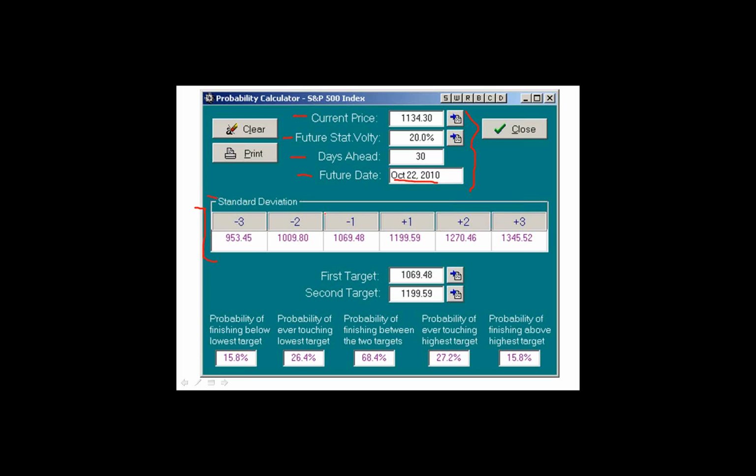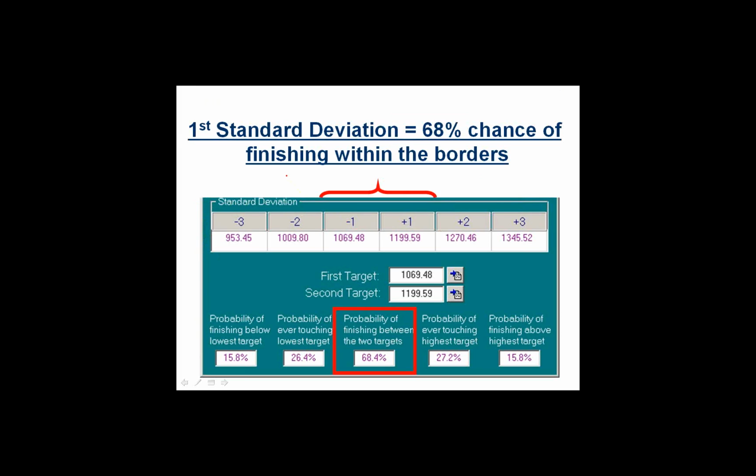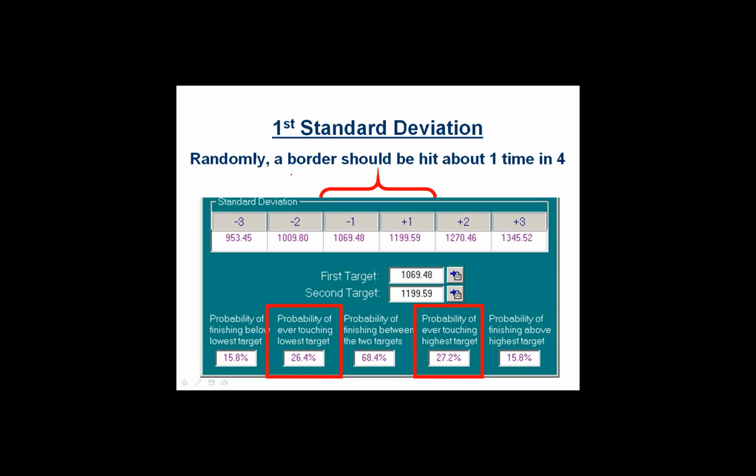the borders of the first standard deviation, second and third standard deviation. Now, the first standard deviation is by definition about a 68% chance. In other words, in 30 days, about 68% of the possible price outcomes occur within that first standard deviation. Okay? Now, look at this.